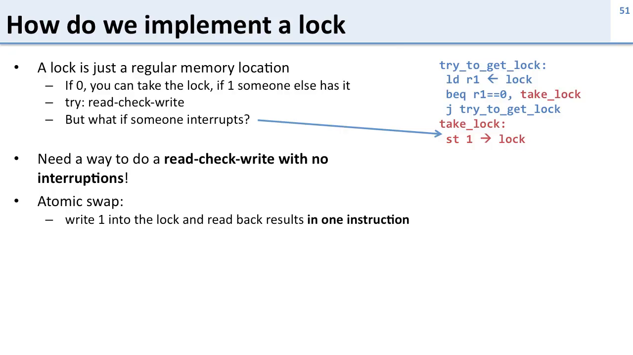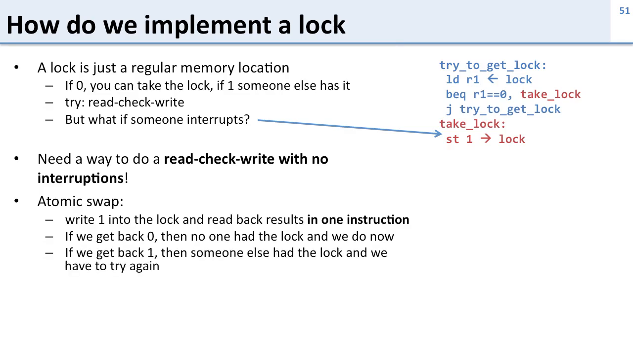So an atomic swap is going to put a 1 into the lock location and read back the results in one instruction. So if we get back a 0 from the atomic swap, that means there was a 0 in the lock before and no one had it, and now we do have it because we put a 1 into it. However, if we get back a 1, that means someone else had put a 1 into the lock. Someone else had it, so we swapped in another 1, so the lock still stays 1, but we know that we didn't get the lock and have to try again.